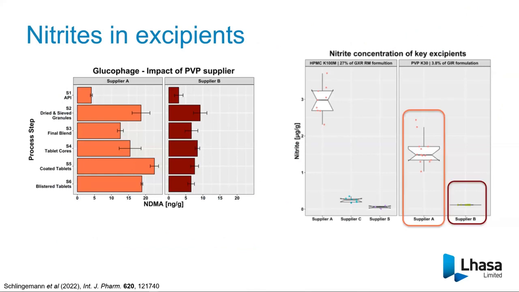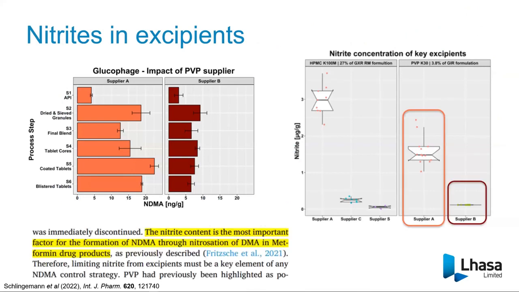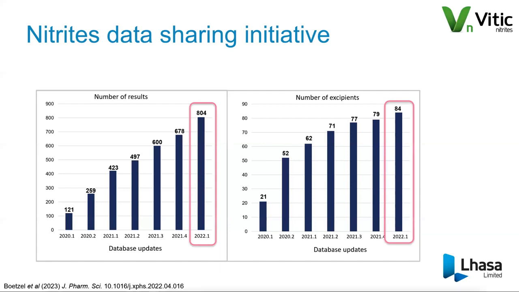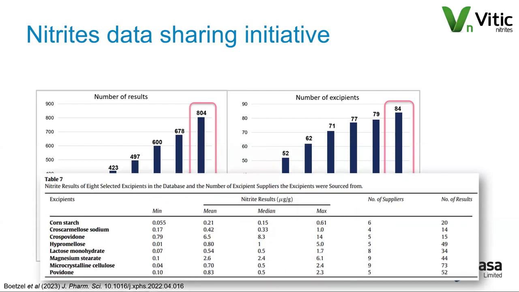We also have the nitrites and excipients data sharing project, where of course, the nitrite content is critical, but can vary between suppliers. And so this has over 800 records on 84 different excipients for nitrite content. And this information was published last year in Bertzel et al., and the data set continues to evolve.